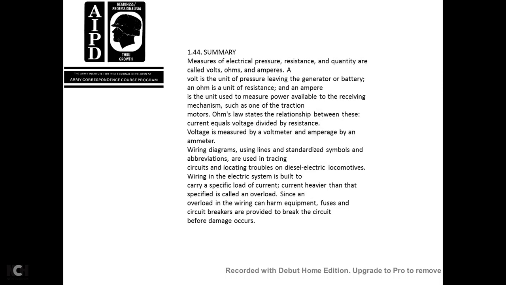Summary. Measures of electrical pressure, resistance and quantity are called volts, ohms, and amperes. The volt is the unit of pressure leaving the generator or battery. An ohm is the unit of resistance. An ampere is the unit used to measure the current available to the receiving mechanism, such as one of the traction motors. Ohm's law states the relationship: current equals voltage divided by resistance. Voltage is measured by a voltmeter, amperage by an ammeter. Wiring diagrams use standardized line symbols and abbreviations for tracing circuits and locating troubles in these electrical locomotives.